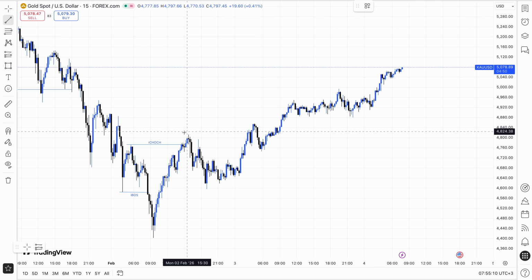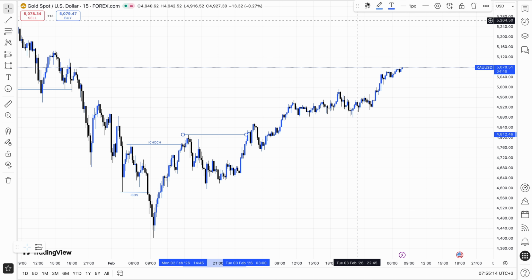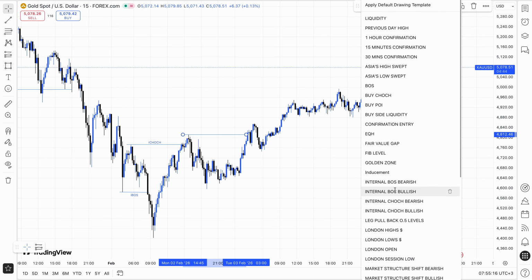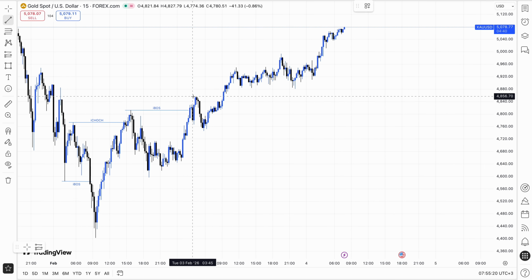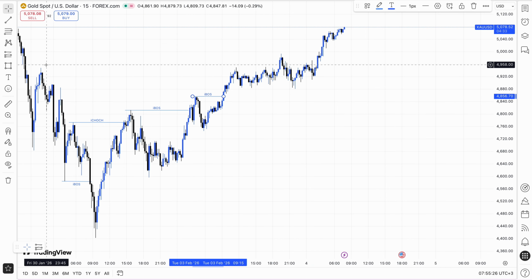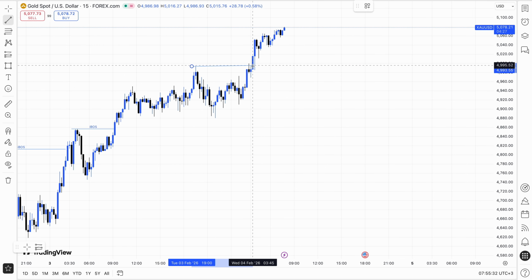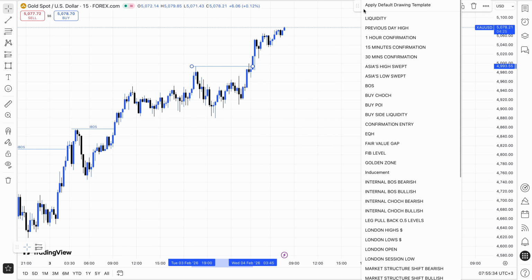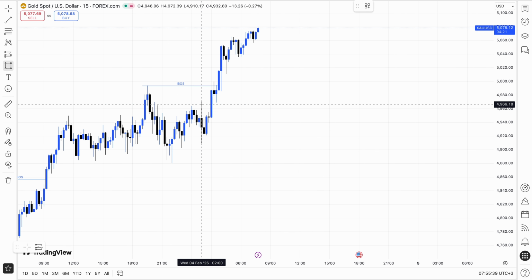Change of character to the upside. Break of structure to the upside. Continuation to the upside. Continuation to the upside. So my plan is very, very simple.